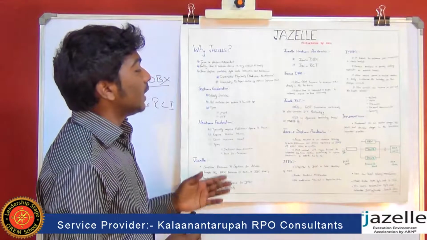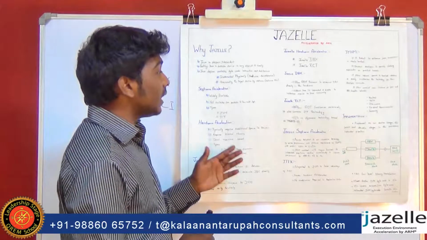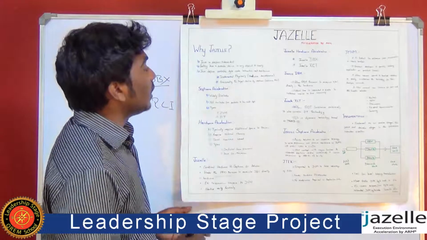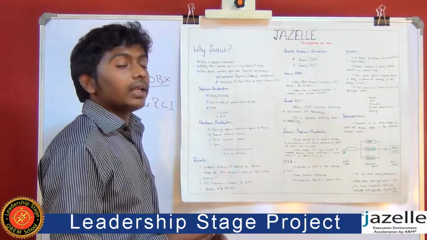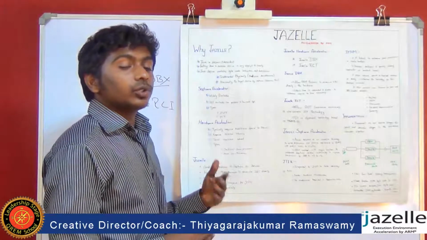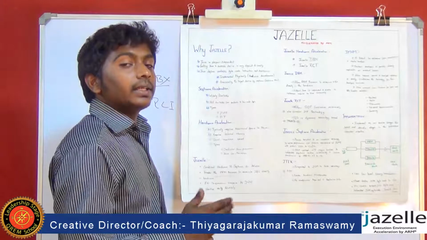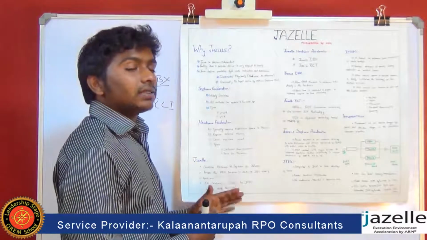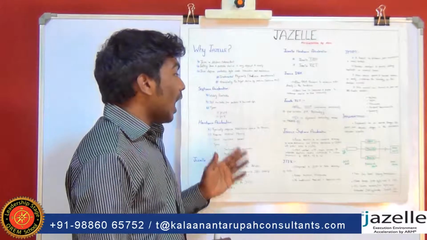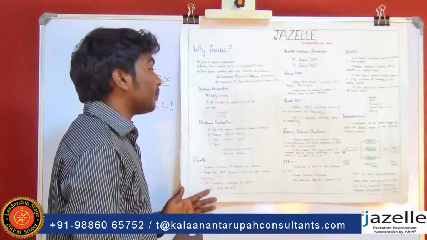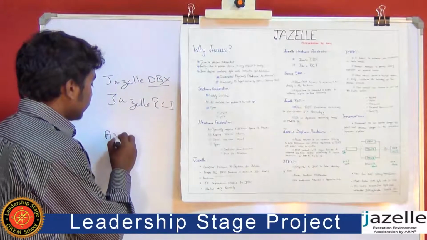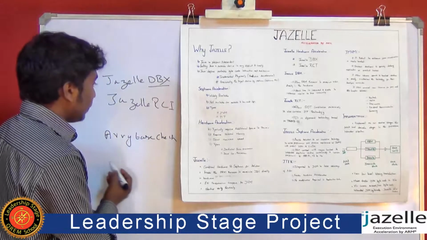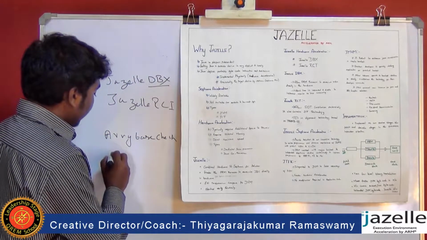And the next one is Jazelle RTC, that is runtime compilation target. It is a different technology using Thumb, derived from Thumb-2 mode. It has some extra features like array-based checks and null pointer checks.